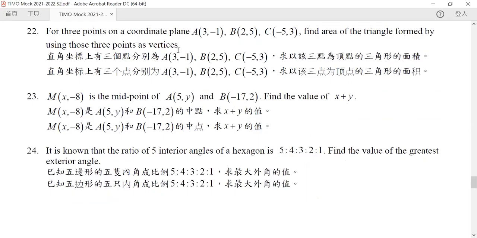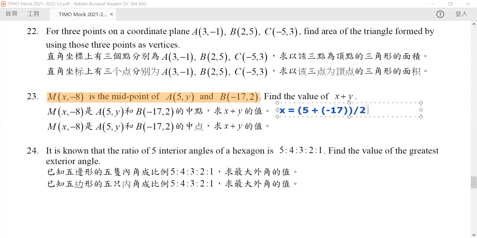No, is that a question for question 22? Now let's go back to 23. Now for question 23, we need to find out the midpoint of it. What is the midpoint of this? There is a formula for it. If M is a midpoint of it, then its x coordinate must be equal to the midpoint of 5 and negative 17. So we know that this must be equal to negative 6.